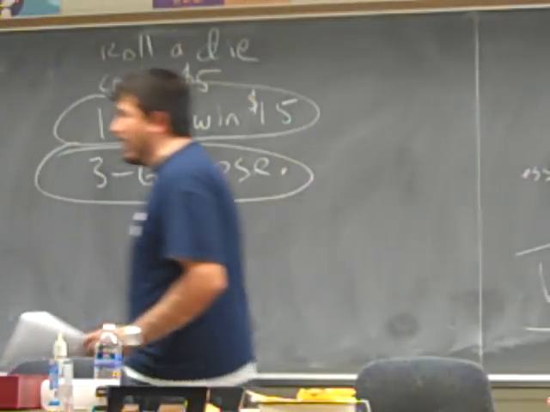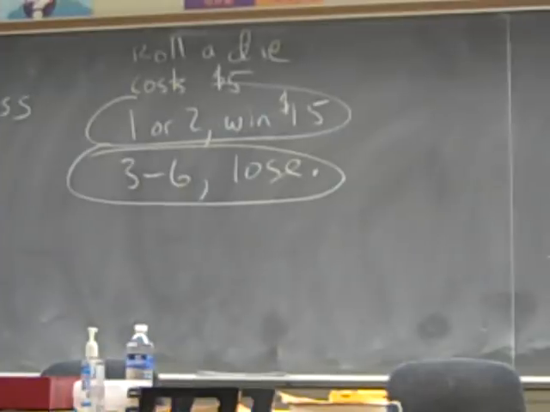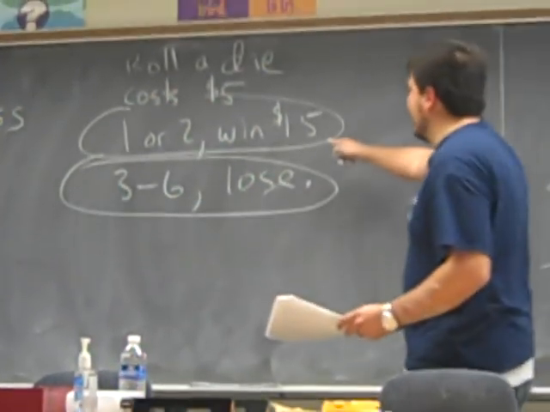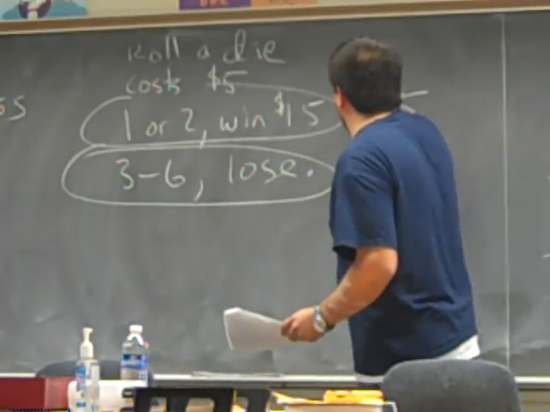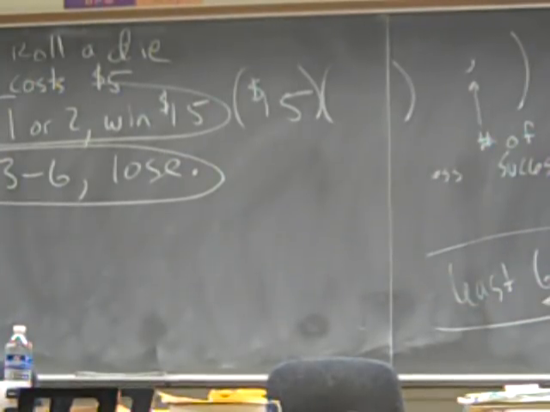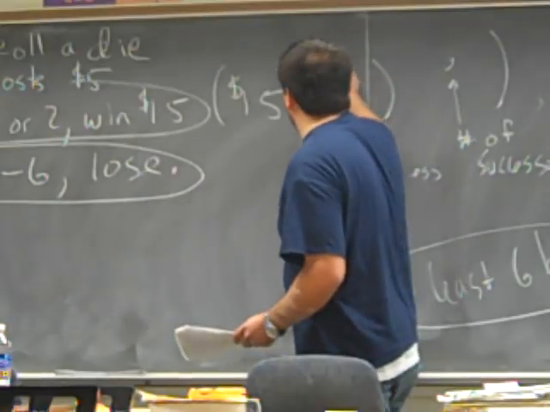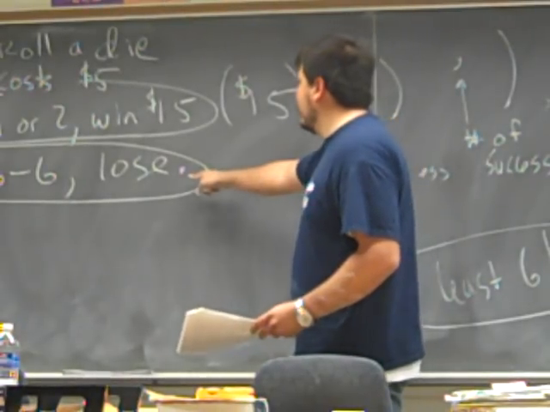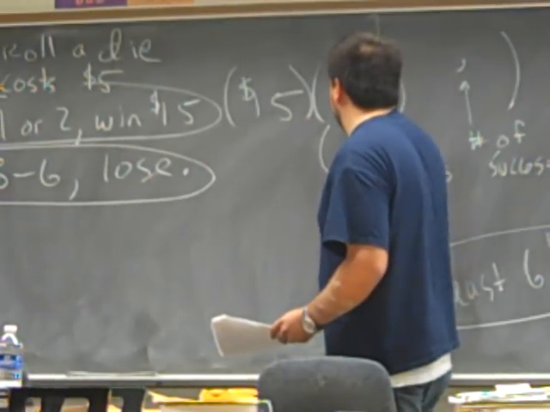There are basically 2 outcomes here. You're either going to win or you're going to lose, right? If you win, you win 15 bucks. Here's the way I do it. How often, that's the probability, how often do you win $15? A third of the time, right? Because 2 out of 6. And now, how often do you lose? 2/3 of the time.